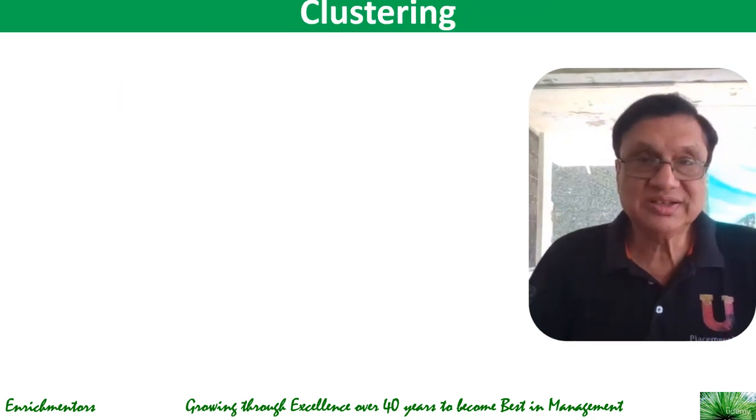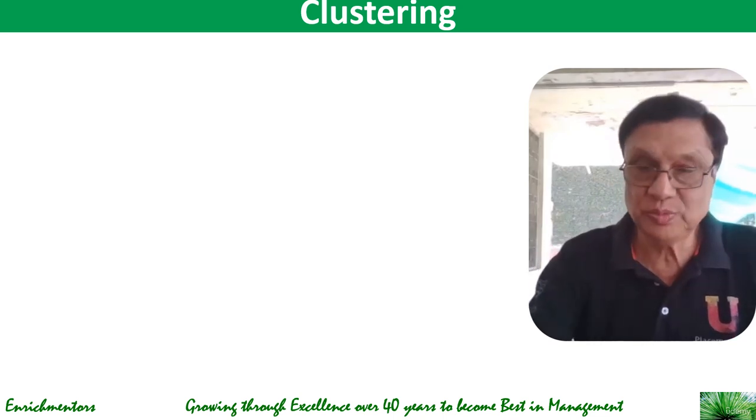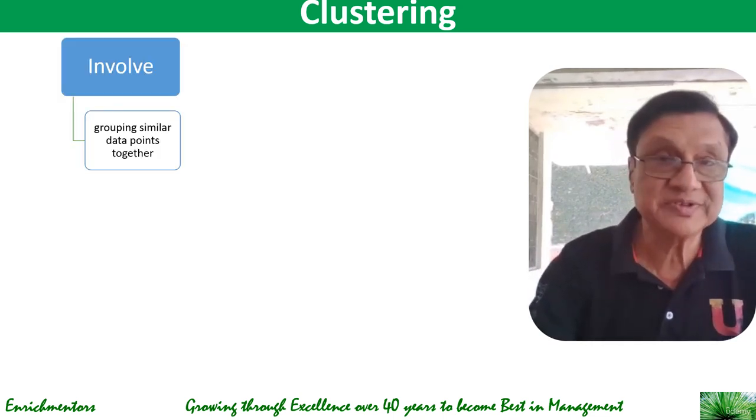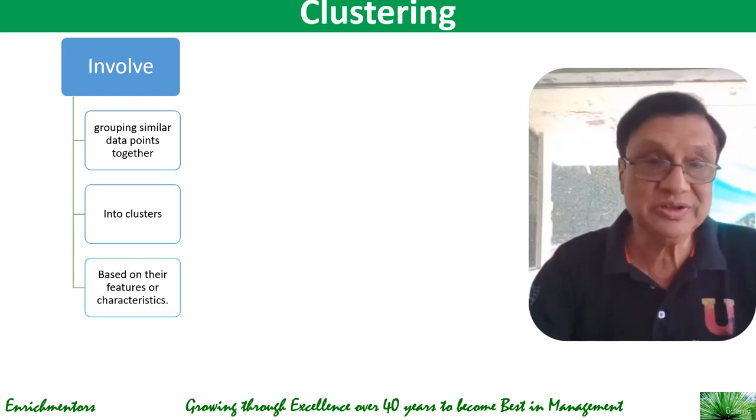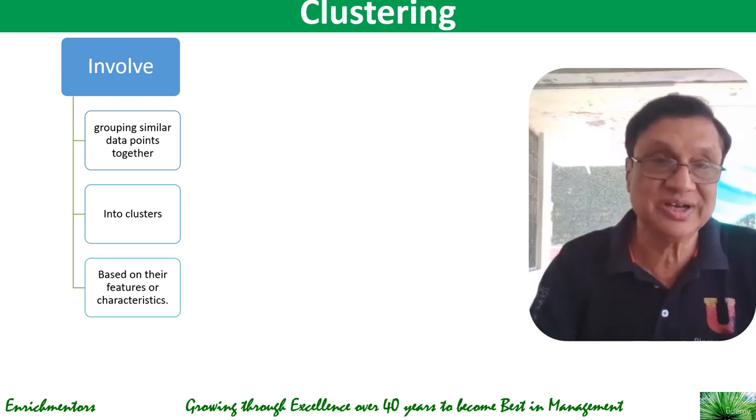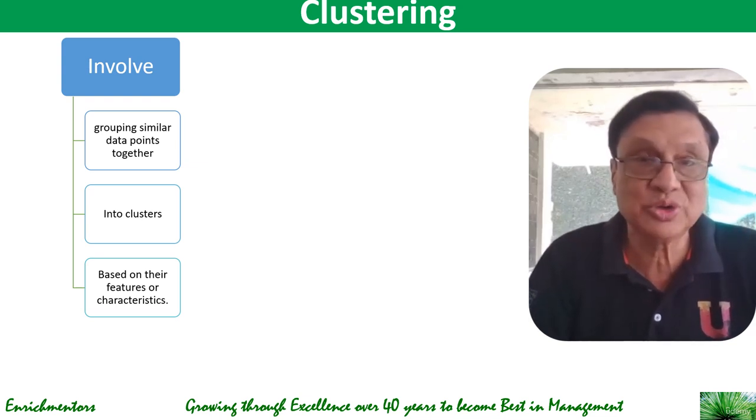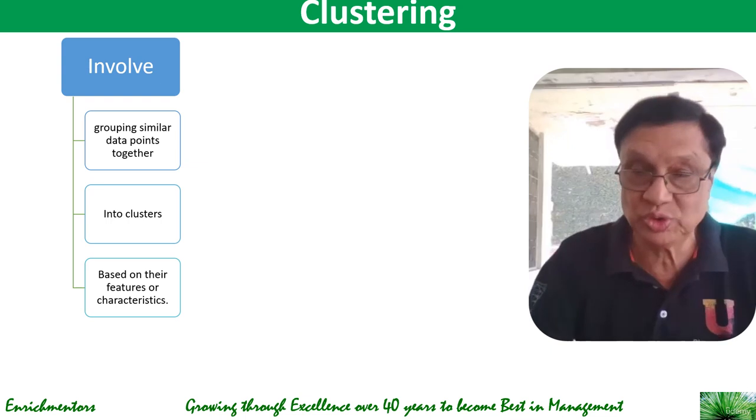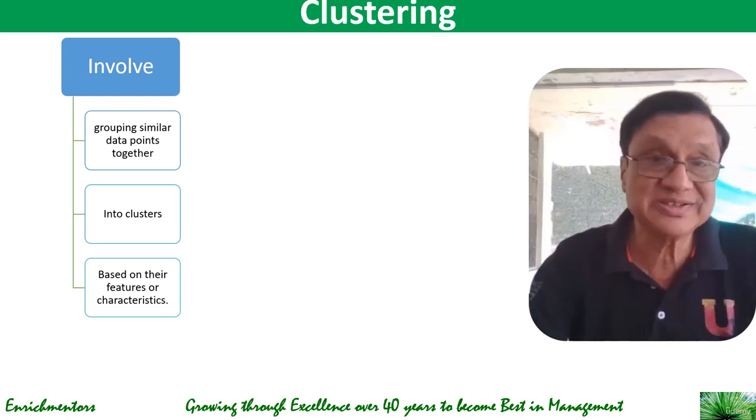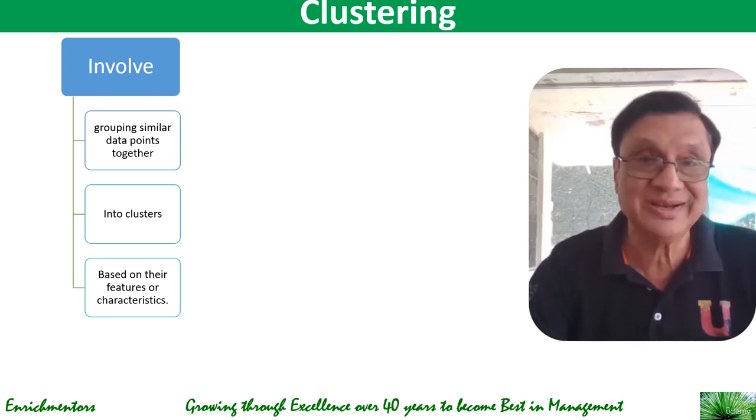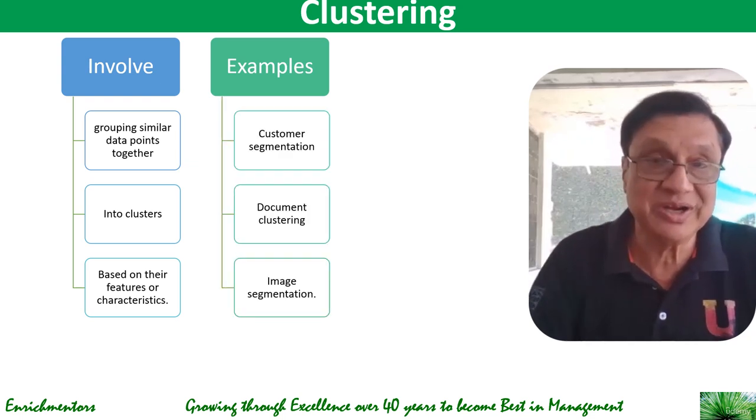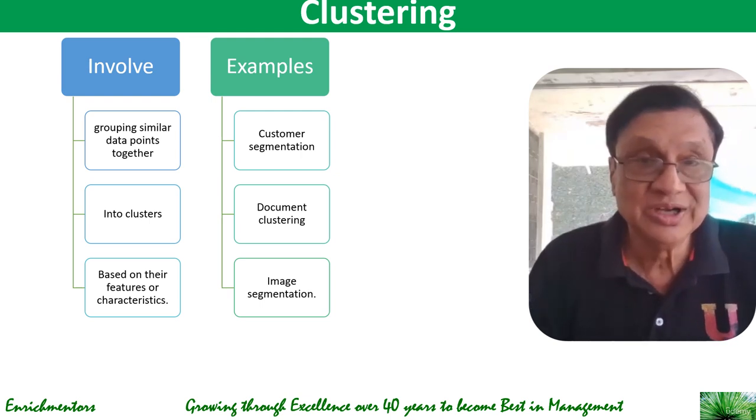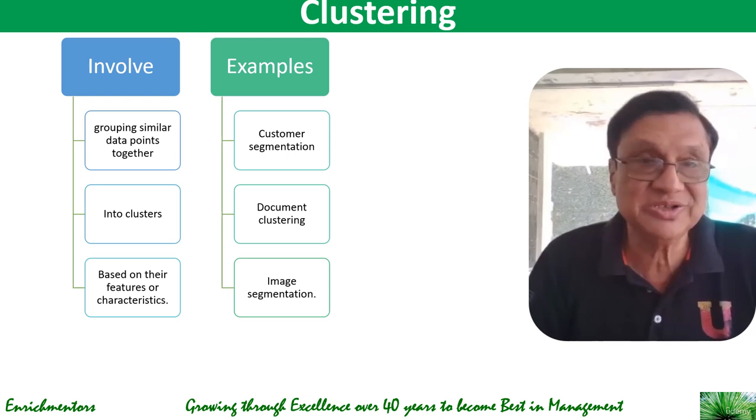So let's look at what clustering involves. Clustering involves grouping similar data points together into clusters, into groups, based on their features or characteristics. So there are features and characteristics, and your model is able to put them together and also tell you what those features are. Some examples that may strike a chord with you are customer segmentation, document clustering, and image segmentation. In customer segmentation, you put customers of a similar type together based on certain features or characteristics, and the same applies in document and image clustering.